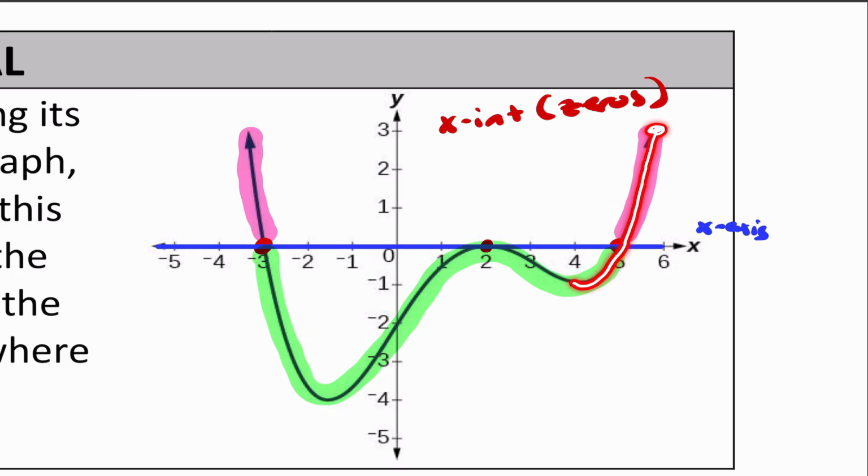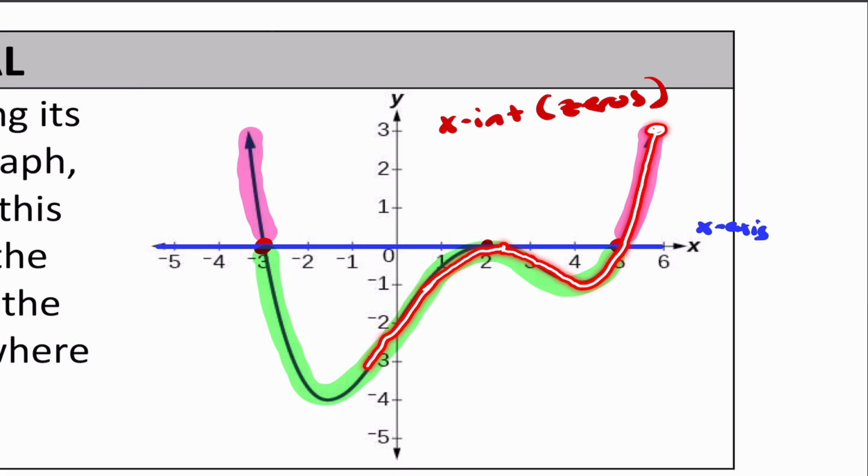Now I'm going to approach the x-intercept of 2. Now notice that the x-intercept of 2, I don't cross the x-axis. In fact, it bounces just like that. Whenever an x-intercept bounces, that means you have a double root. So that x equals 2, that appears twice. So that's a double root. Therefore, it bounces just like you see on your screen.